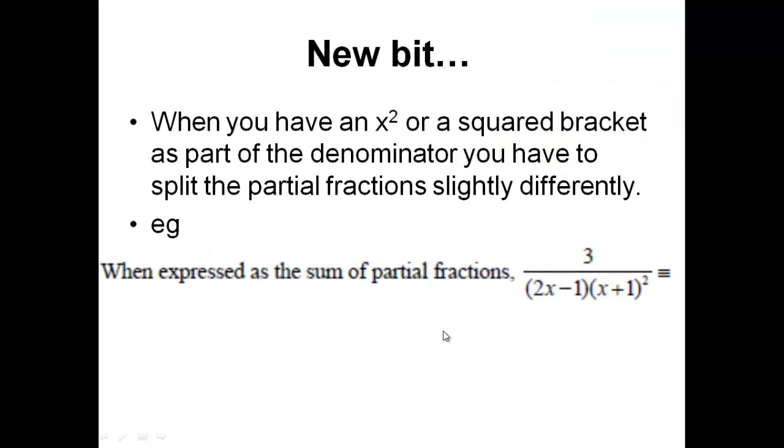Okay, so on to the new bit. What do we do when we've got a repeated factor? Well, I'm going to go through this in some detail in the lesson, but for now I'm just going to show you how to do it.